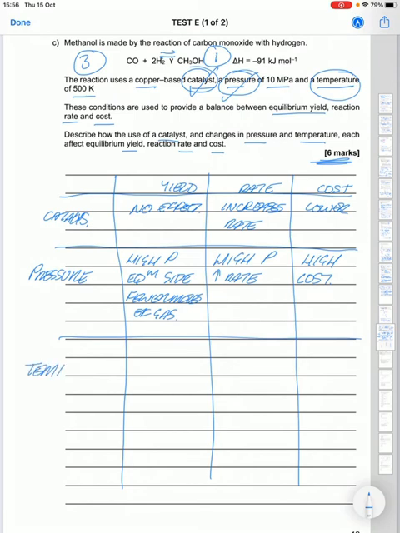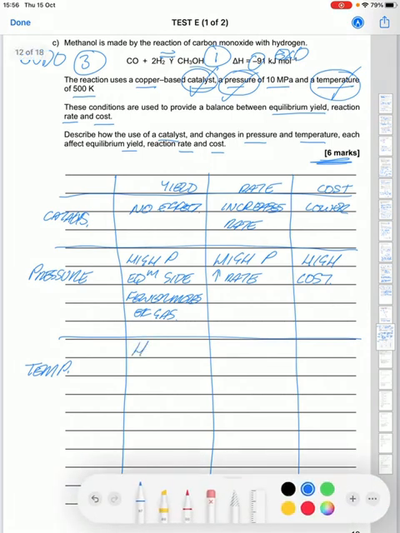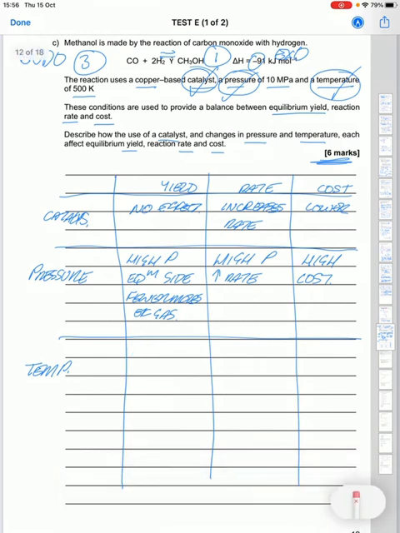So let's go with temperature. It's exothermic in the forward direction, endothermic in the reverse direction. Let's go through each of these here. In order to get a high yield, now it's an exothermic reaction, so I need a low temperature. So low temperature is required so that the equilibrium moves in the forward, or exothermic, direction.